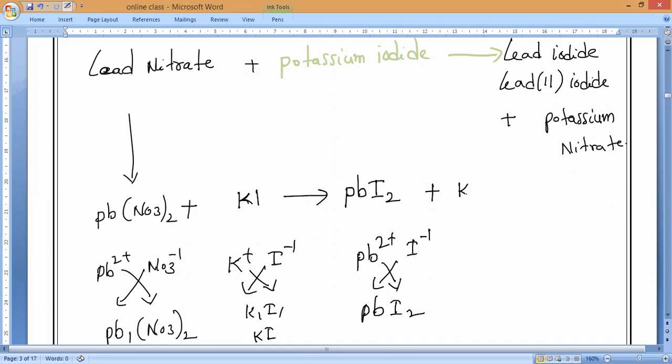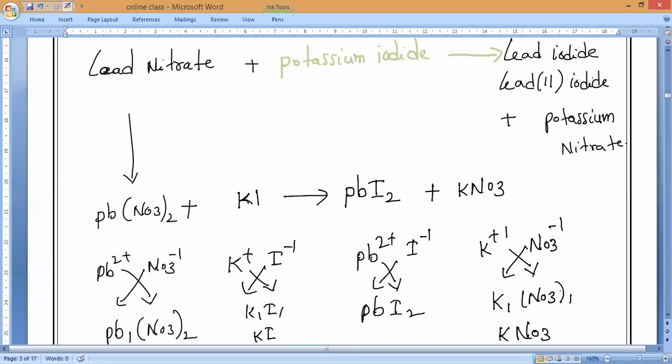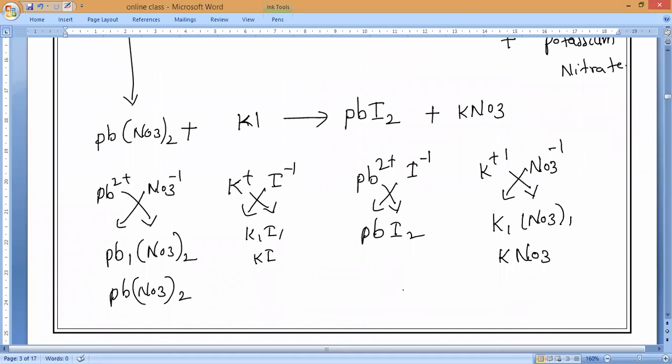Plus next, potassium nitrate, KNO3. Why? Potassium is plus 1, nitrate NO3 is minus 1. So K1, NO3 1. Since 1 is coming, no need for a bracket, so I can write KNO3. That's all, so this is the equation. Now, what is the state of these? Aqueous state. And PbI2, we used to get a yellow colour PPT.